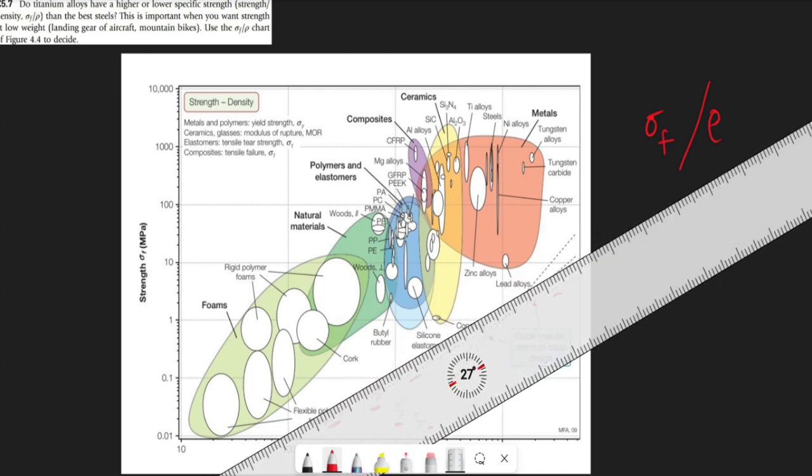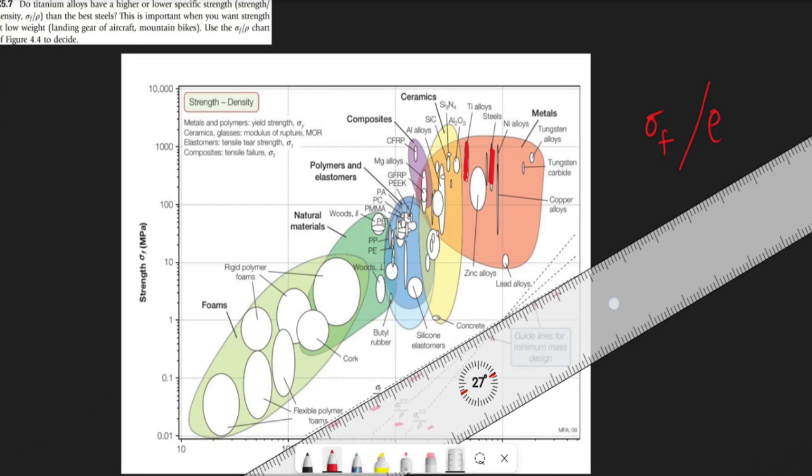So let us find the two materials that we're looking for, which are titanium alloys. You go to metals. These are titanium alloys, so everything here is titanium alloys. And steel, this is steel, and let's say everything here. Now that you have this line, all you have to do is move this relationship up.